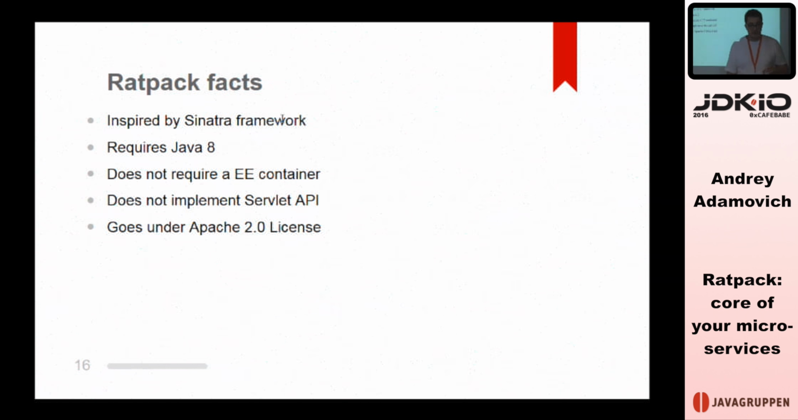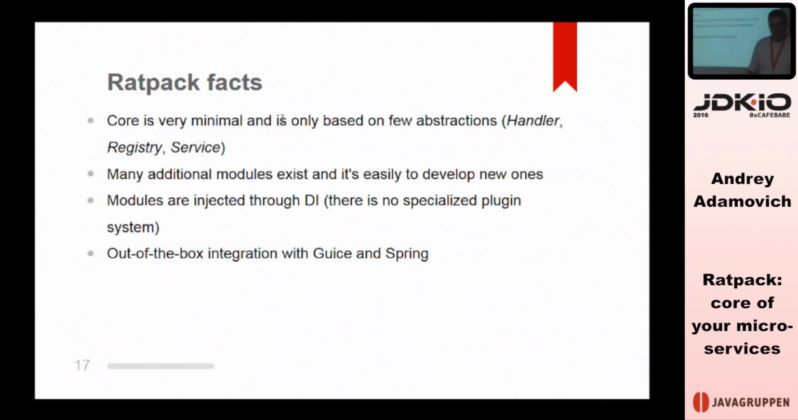So as I mentioned, it was inspired by Sinatra, which was originally a Ruby framework. It requires Java 8, so no legacy stuff. It doesn't require a container, so we already saw that. You just need a simple Java runtime and nothing else. It doesn't implement the servlet API, so it doesn't have this legacy, and there is a reason for that. The main reason is that the servlet API's request model is very thread-based, and that's not a good thing. I will explain why in a while. And it's open source and free, so you can use it right away.